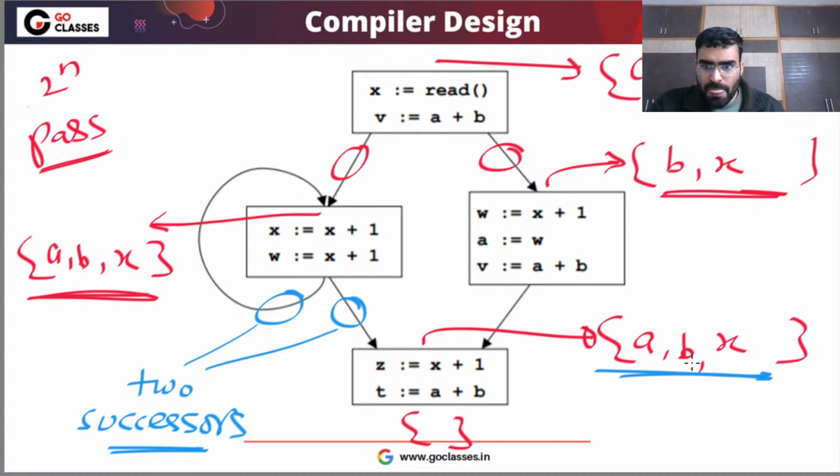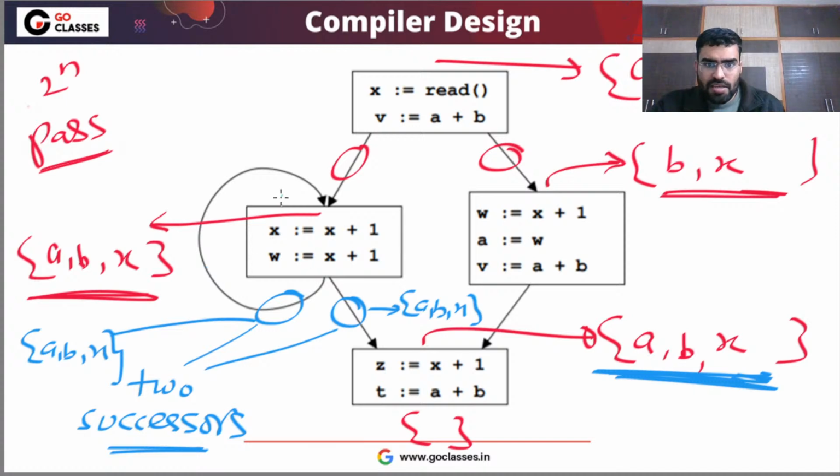So what you are going to do? This ABX union this ABX union this ABX, so that will be ABX. Actually it will not change anything, but I just want to tell you that these are the two successors. The next successor is this, so here you have ABX, and here you have ABX.